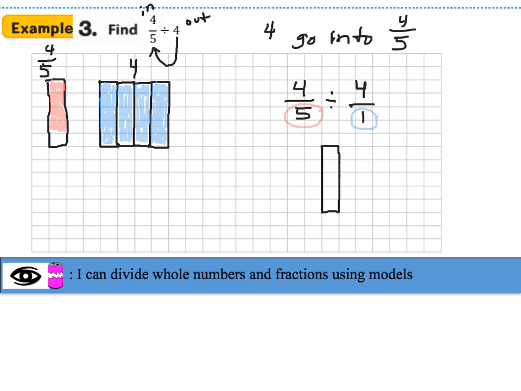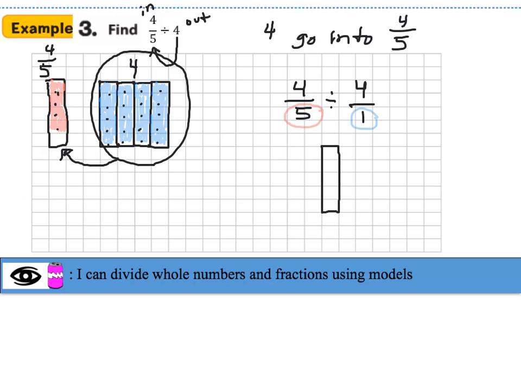So now I want to ask myself, how many of this group right here can go into my 4/5? Now if you think about it, I've got 1, 2, 3, 4, 5, 6, 7, 8, 9, 10, 11, 12, 13, 14, 15, 16, 17, 18, 19, 20. I've got 20 squares in there. 20 squares cannot fit inside of these 4 squares. They can't fit in there. So I know that I'm not going to have a whole group, which means my answer is going to be less than 1.